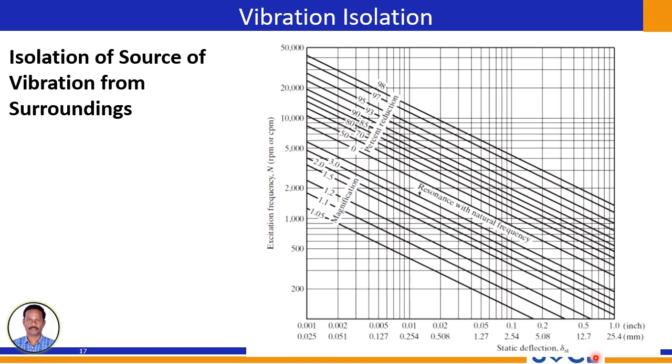If we want to know the magnification for a given static deflection and excitation frequency, we follow the same procedure. For example, if we have a static deflection of 0.005 inches and an excitation frequency of 1000 RPM, we find the magnification is approximately 1.2 times. This chart allows us to quickly determine the required static deflection for a given excitation frequency and desired performance. It's a valuable tool for selecting appropriate isolators and designing effective vibration isolation systems.